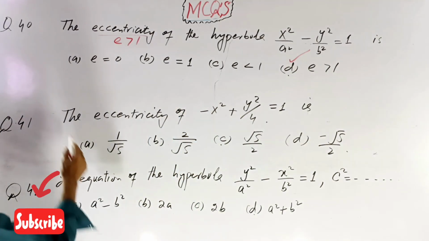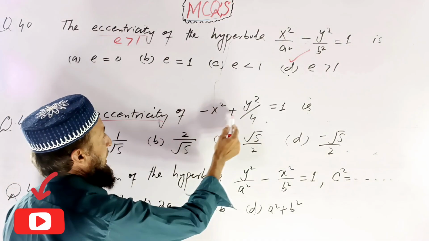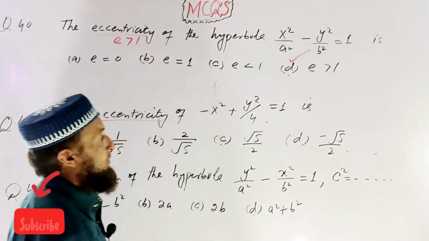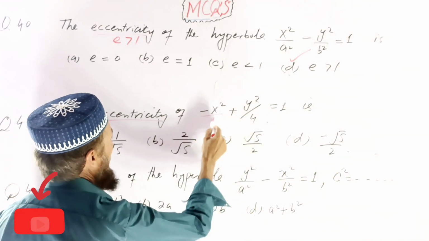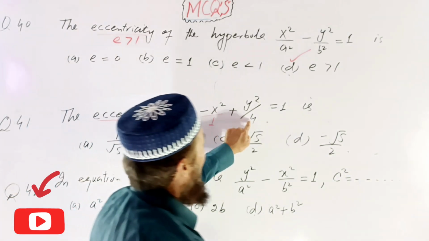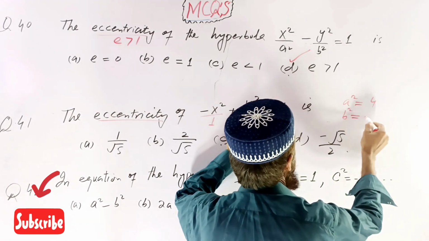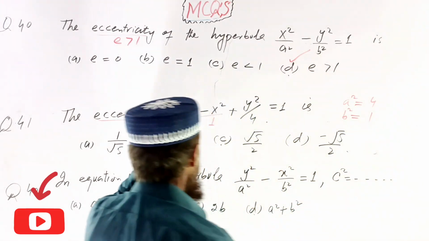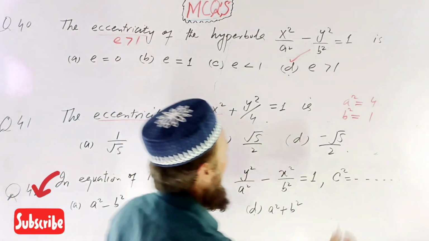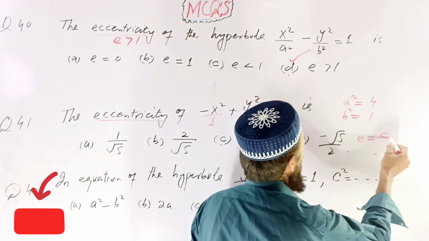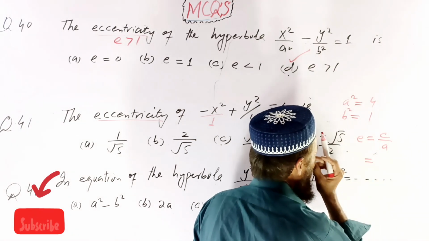Here again, question number 41. The eccentricity of minus x square plus y square by 4 is equal to 1. So here it means that a square is equal to 4 and b square is equal to 1. Eccentricity is required. We have eccentricity is equal to c divided by a, so we need c.